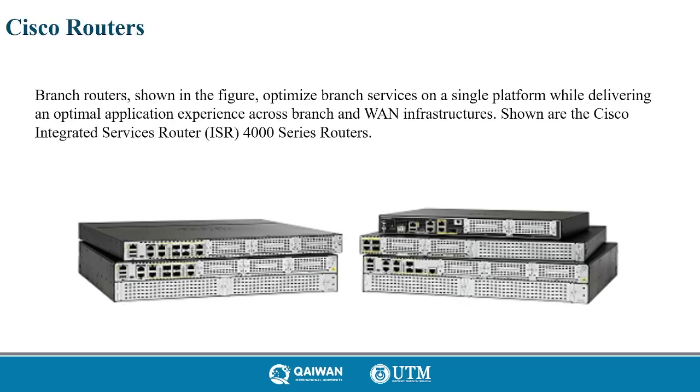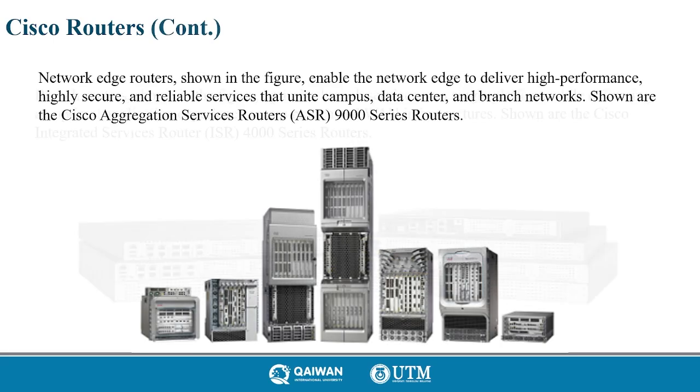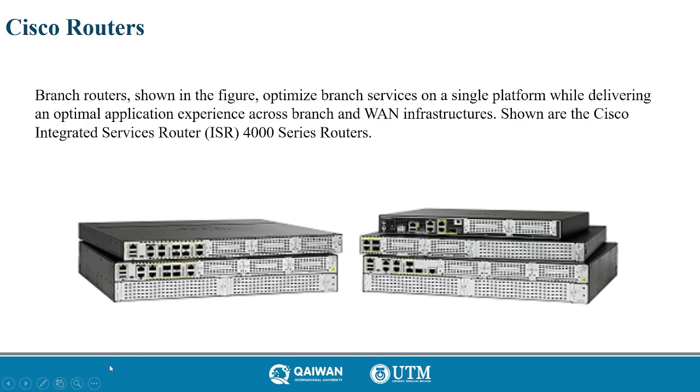Now, we have different Cisco routers, and branch routers are shown in this figure. These are the branch routers. They optimize branch services on a single platform while delivering an optimal application experience across branch and WAN infrastructure. This one is the ISR 4000 series. Okay, it can be different, it can be 4000 and the rest.